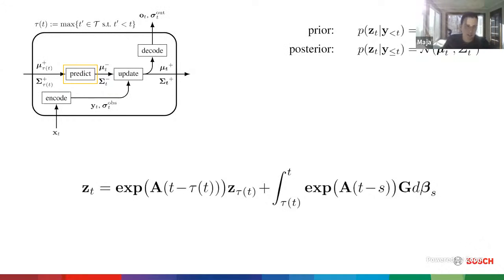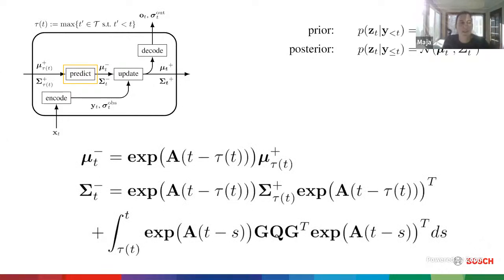First of all, let's talk about the predict step. Here we assume that at the last observation, which is tau of t, the last observation before t, we have this random variable z tau of t. Then this equation tells us how to simulate the SDE forward until time t to give us z t. From that, we can compute both the new mean and the new covariance, which we consider a prior because the new observation is not yet integrated into it. Here would be the expression for the prior mean and the prior covariance.